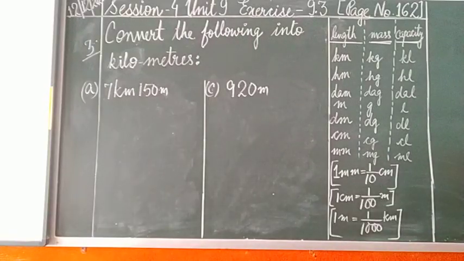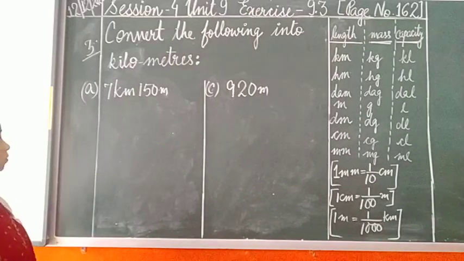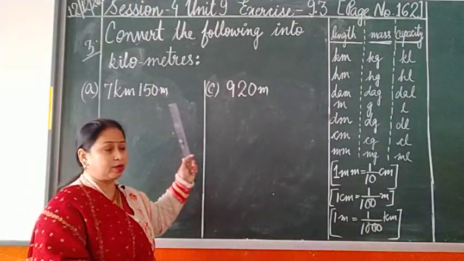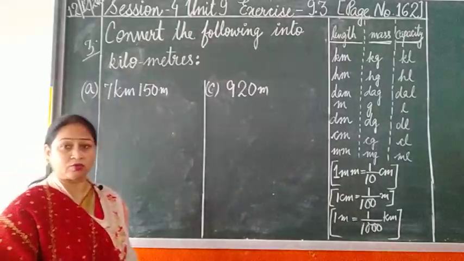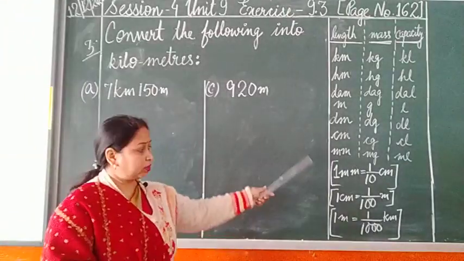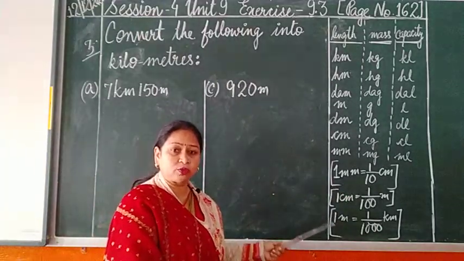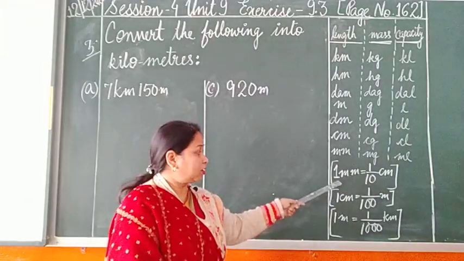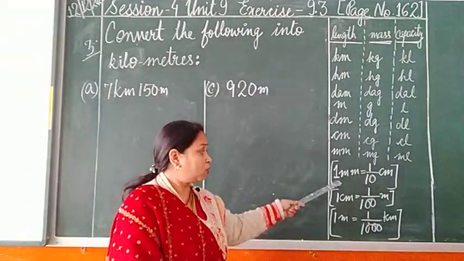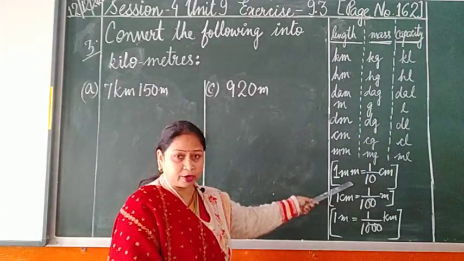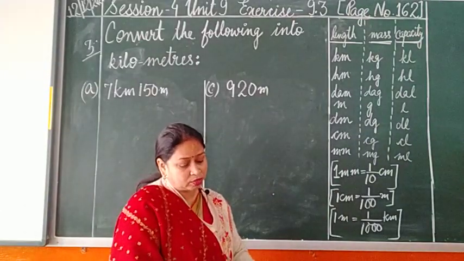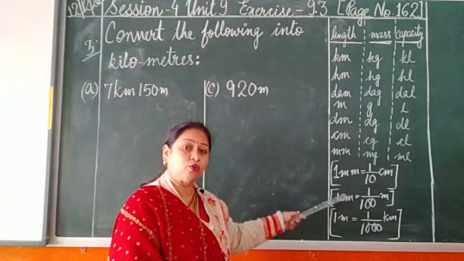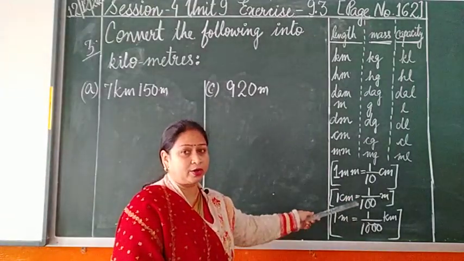So, the next question is convert the following into kilometer. So, 7 kilometer 150 meter is the question given, other one is 920 meter. Question number A and C I have taken, rest of course you will practice. Now, as you can see, some conversion I have written here. The first question we did was converting the following into centimeter. So, what was the conversion we have taken while doing that? 1 millimeter equal to 1 upon 10 centimeter, right. Then the second question we did, convert the following into meters. So, centimeter and meter were given to you, you have to convert into meter. So, 1 centimeter equal to 1 upon 100 meter.